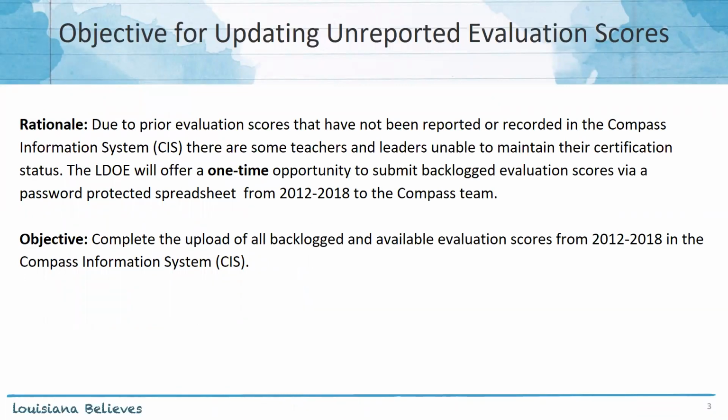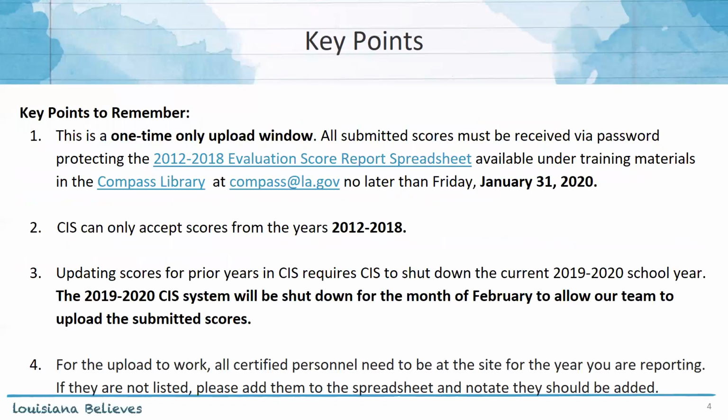Prior evaluation scores may have not been reported or recorded in Compass. There are some teachers and leaders that are unable to maintain their certification status. The Department of Ed will offer a one-time opportunity to submit backlog evaluation scores via a password-protected spreadsheet to the Compass team. So we're trying to give you the opportunity to help get the scores in for teachers or leaders that were not put in prior years. This will be a one-time only upload.